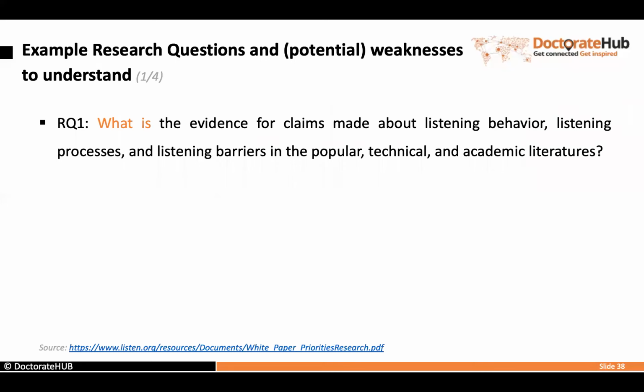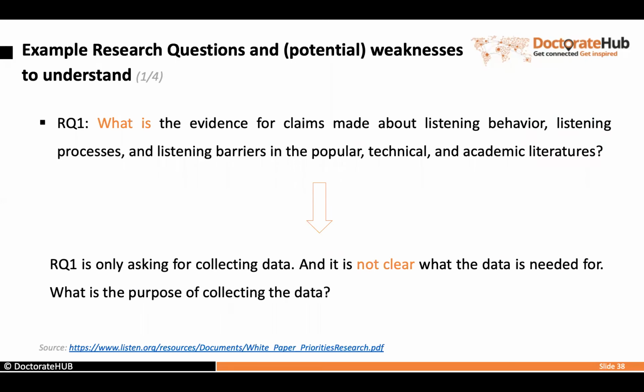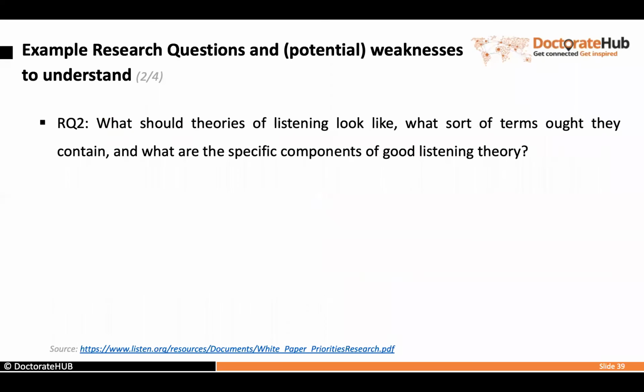Now, this is only asking for collecting data, and it is not clear what the data is needed for, or what is the purpose of the gathering. So this is perhaps a question that shall not be asked. And let's look into another possible question.